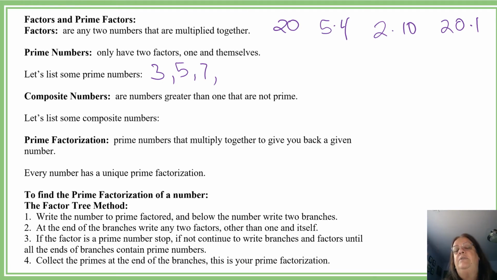3, 5, 7 are prime, but 9, the next one, is actually 3 times 3. So 9 is not in it. But 11 is, and 13. 15 is 3 times 5. 17.